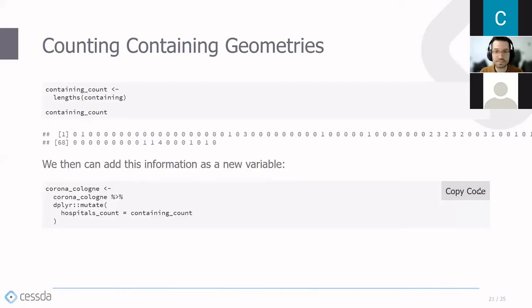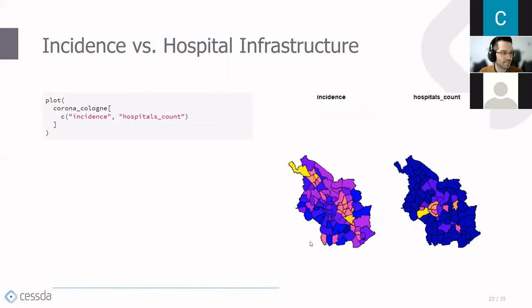And this is the convenient way now: you can just add this vector as a new variable to your already existing Corona Cologne data set, again using the mutate command. So we define a new variable called hospitals_count, and we just assign this object up here. And then you can create, for example, a map with the incidence numbers. So if you print two variables, and the hospital counts as well, as you can see, there's for example one district in Cologne called Lindenthal. There are a lot of hospitals, for example.